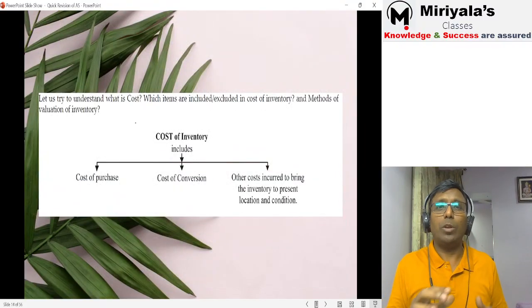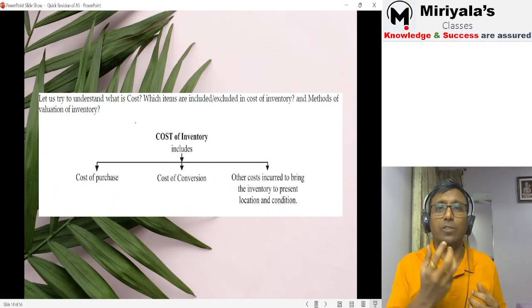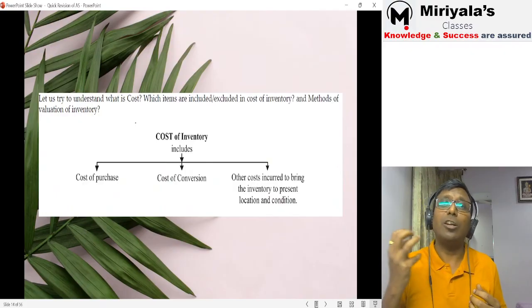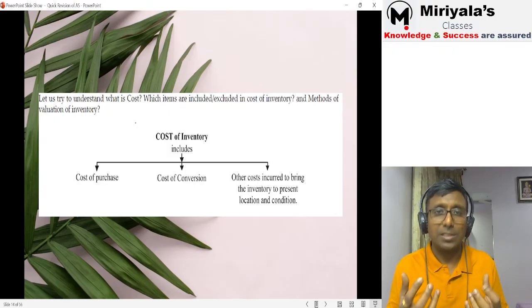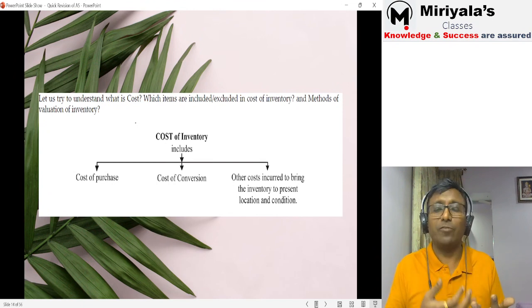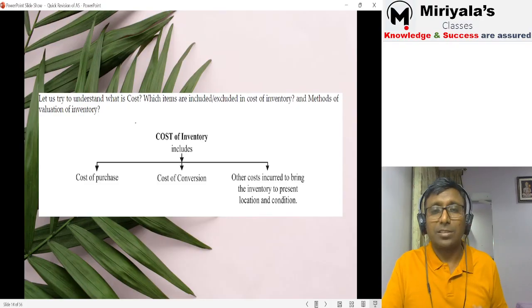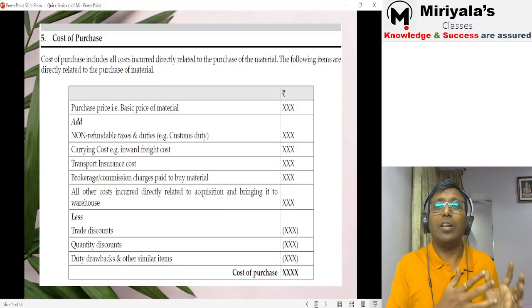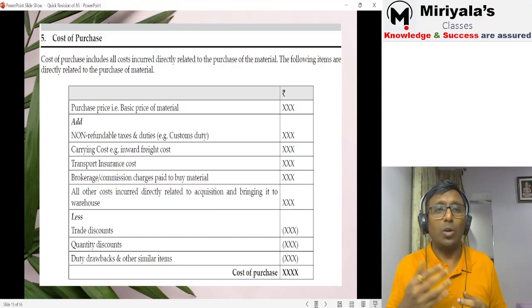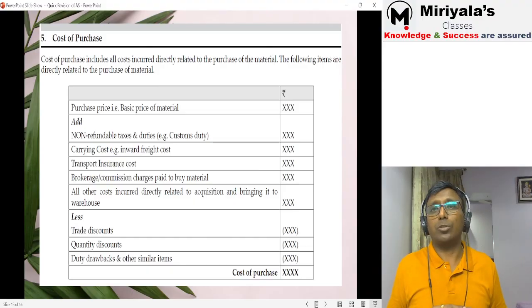Okay, right. What do you mean by cost? Cost of inventory basically has three things. One is cost of purchase, cost of conversion, and all other costs to bring the inventory to the present location and condition. What is cost of purchase? What all the material you are purchasing? Purchase of raw material will include freight, duty, freight charges and unloading charges, and any non-refundable taxes, brokerage, commission, all other costs to bring it to the warehouse. Minus any discounts, quantity discount, trade discount, whatever kind of discount; duty drawbacks are also going to be reduced. This is cost of purchase.